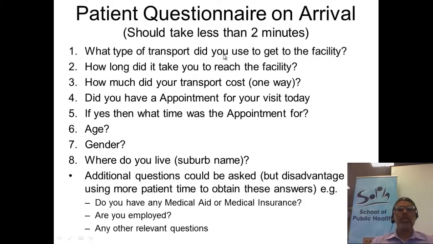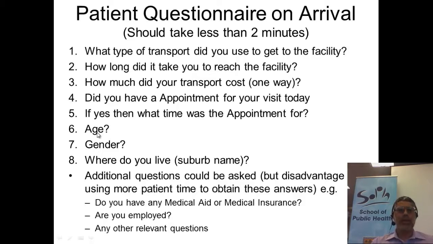So you would want to ask what type of transport they used to get to the facility and how long it took them to reach the facility, as well as the cost, if there was any cost. Clearly, if they walked, there was no cost, or if they got a lift with someone who didn't charge them, they probably wouldn't have a cost as well. The next thing is we want to know if they had an appointment for their visit, which is a yes/no answer, and if yes, then what time was the appointment for. And generally this time would be written on the appointment card.